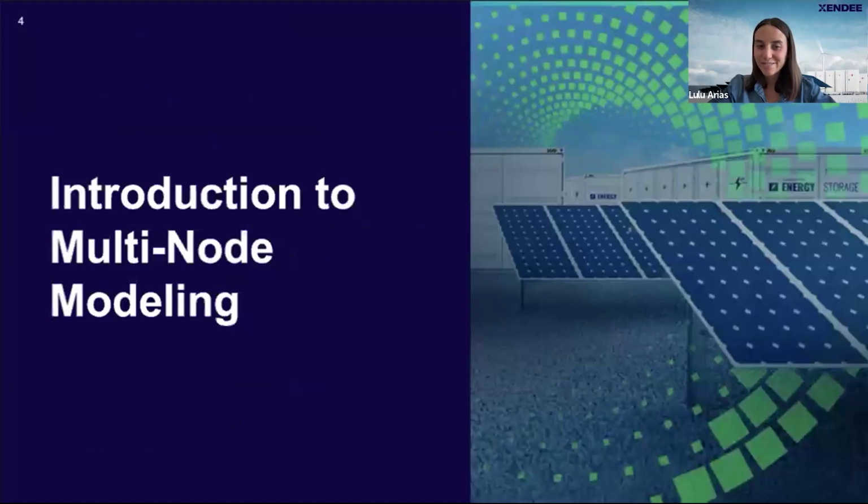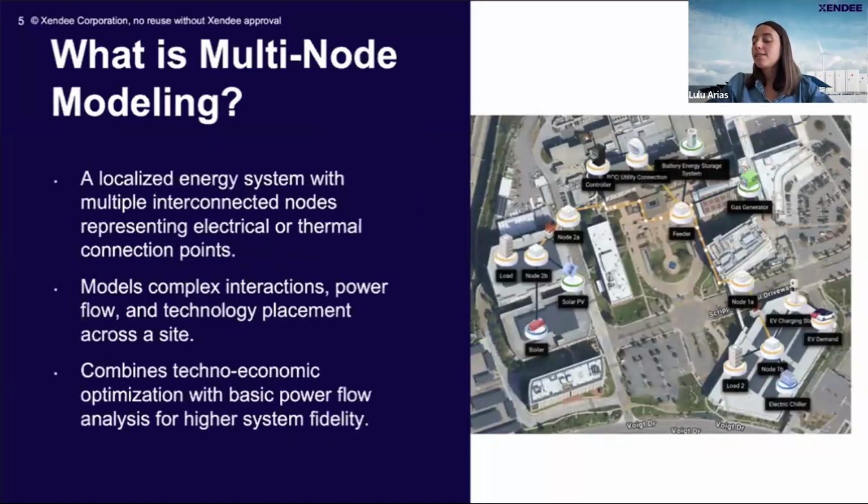So let's get started. What is multi-node modeling? It is basically a way to represent a complex energy system as a network of connecting points or nodes where energy is generated, consumed, or transformed. Think of a university campus with multiple buildings, each with unique energy needs. Multi-node modeling captures how power flows between these points. Unlike other simpler models, it factors in losses and voltage behavior for a more accurate design.